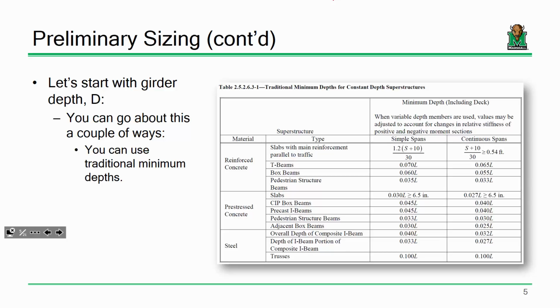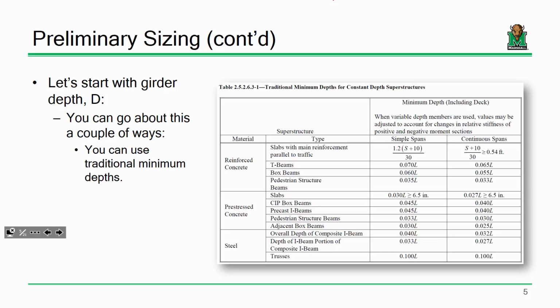This is section 2 of the spec, and it has a lot of general information on highway bridges. One of the tables in section 2 is table 2.5.2.6.3-1. It's traditional minimum depths for a constant depth superstructure. So for instance, if you're looking at a steel superstructure and the depth of the steel I-beam, if it's a simply supported beam, it's 0.033 times L. So take the span length, multiply it by 0.033, and that'll give you how deep the girder is.